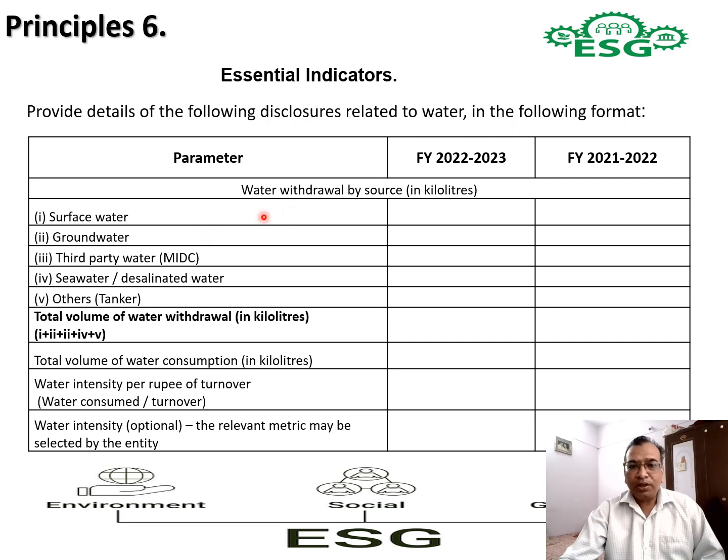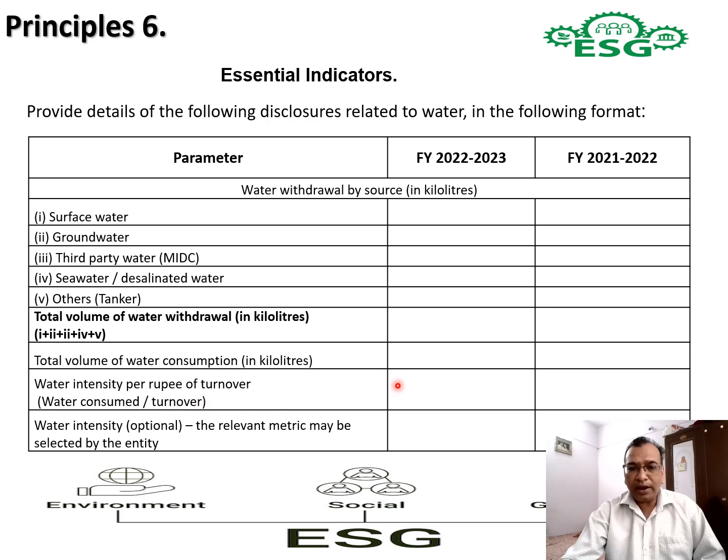You can see the water withdrawal by source has to be reported in kiloliters for the current financial year and previous financial year. Now withdrawal will be from surface water or groundwater or third parties like the Maharashtra Industrial Development Corporation, or seawater or desalinated water or any other waters, that is from tankers. So these 5 categories of water sources have to be reported in kiloliters for the current financial year and previous financial year. Then you have to calculate the water intensity per rupee of the turnover.